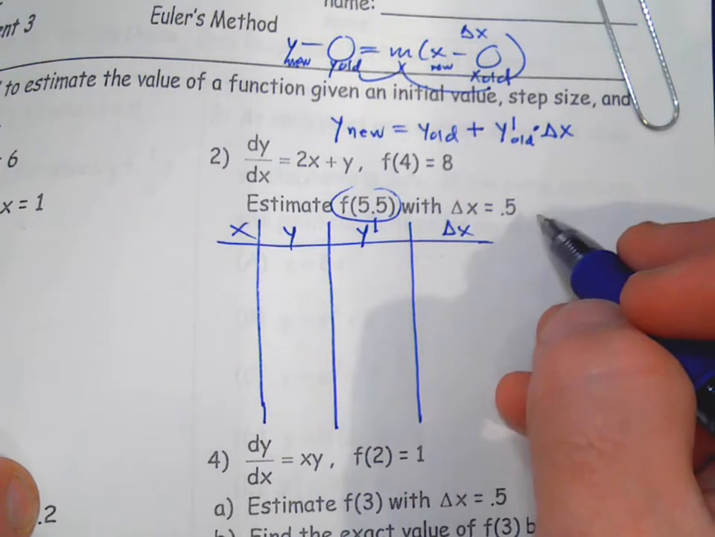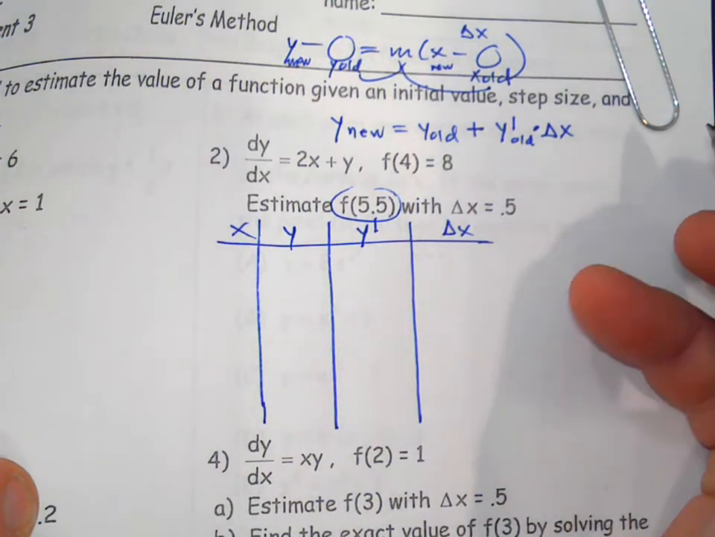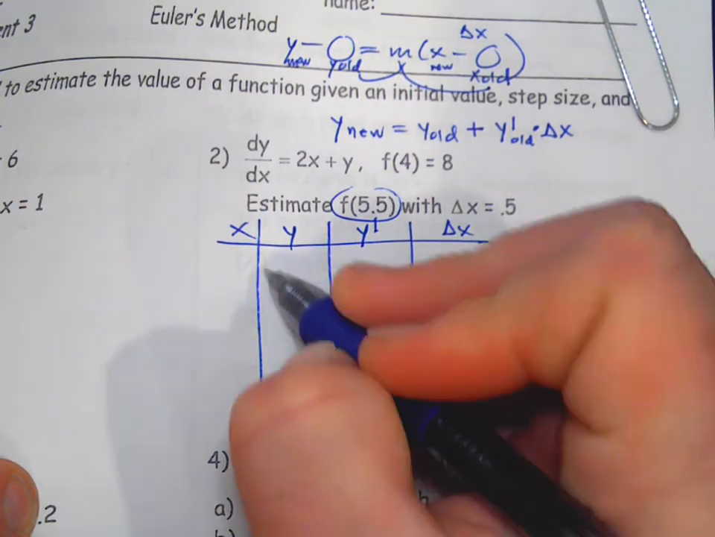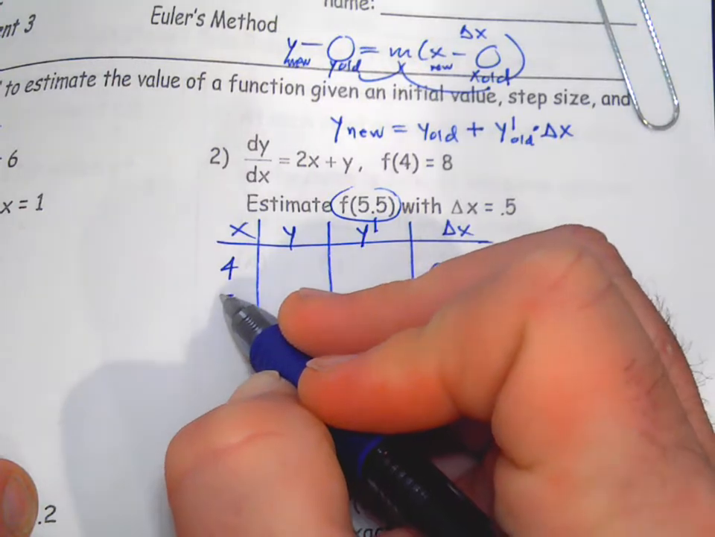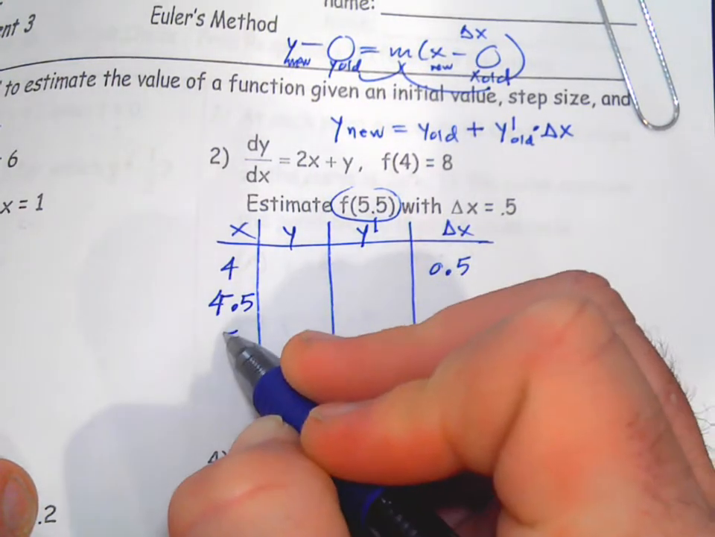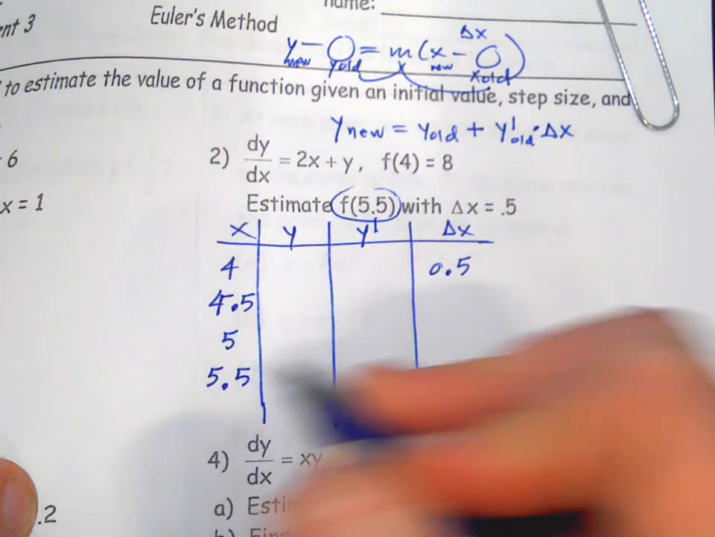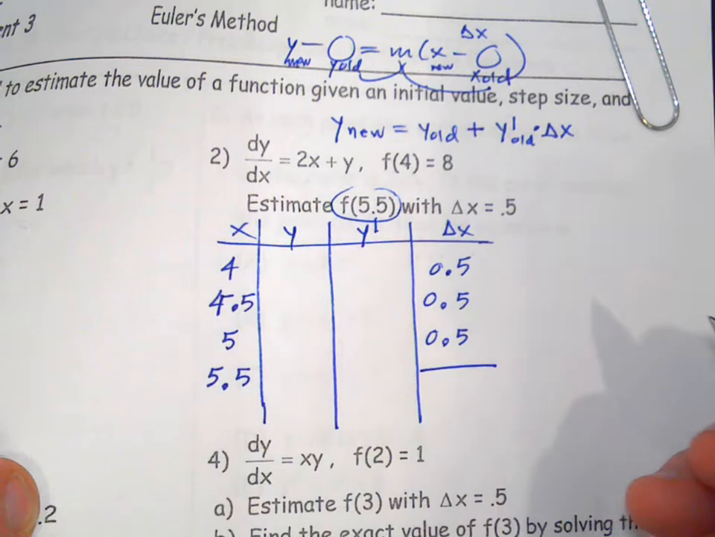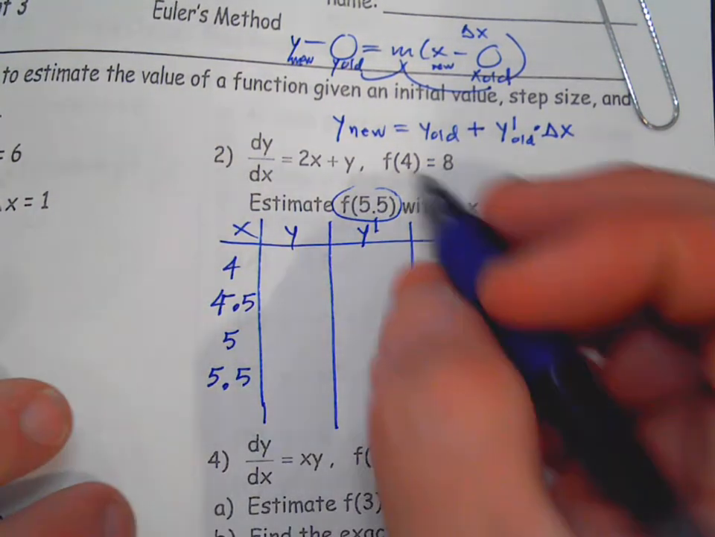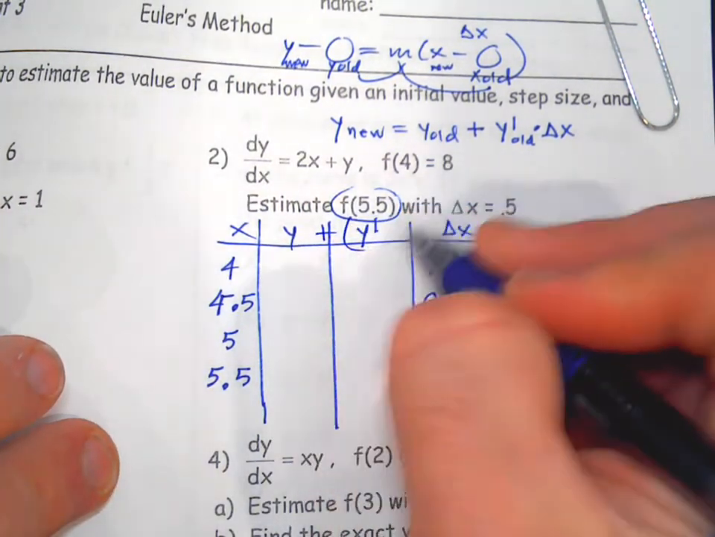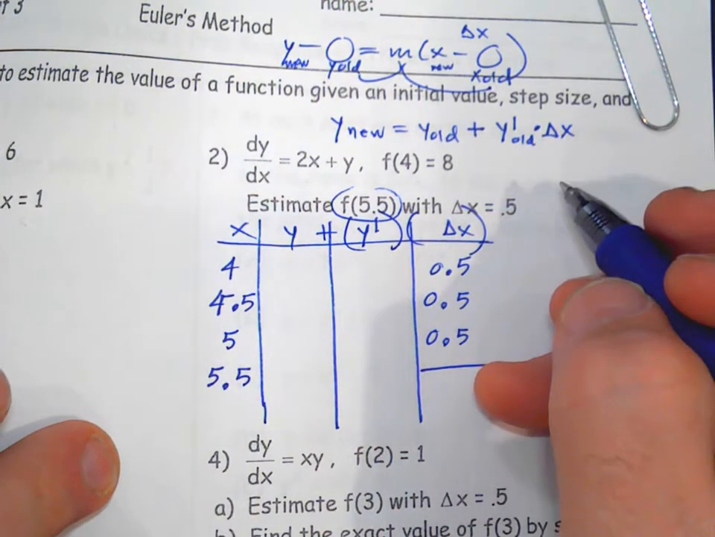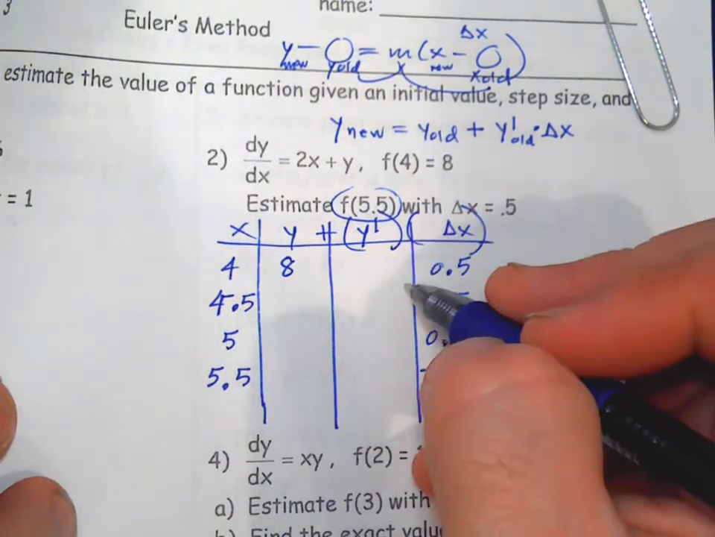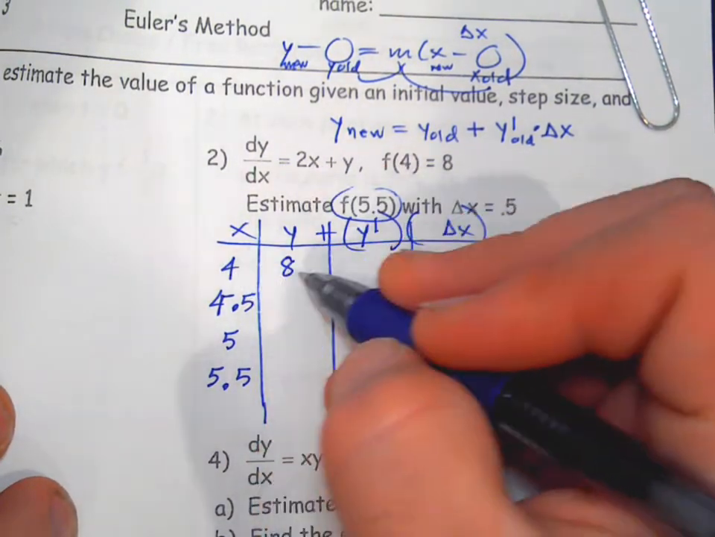So how many steps are we going to take if we're going from 4 to 5.5? They didn't tell us how many steps this time, but they told us the step size is 0.5. So you're going to start at 4, then go to 4.5, then to 5, and then to 5.5. So this is going to be 3 steps of 0.5 to get from 4 to 5.5, right? And it's going to be plus this times this. Okay, so the first known value is 4, 8. Plug in here, 2 times 4 is 8, plus 8 is 16.